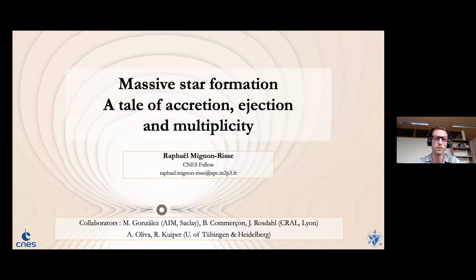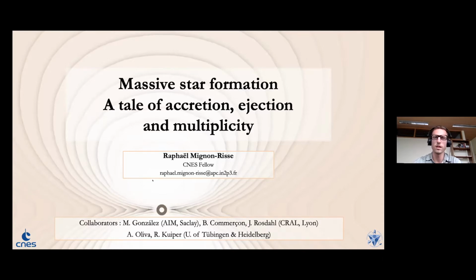work that was focused on massive star formation and 3 questions in particular: the accretion, the ejection, and the formation of multiple massive stellar systems. And I will start by thanking my collaborators, which were Mathias Gonzalez, my PhD advisor in Saclay, Benoît Commerson, Yoki Rosdal in Lyon, and André Oliva and Rolf Klüper in Tübingen and Heidelberg.